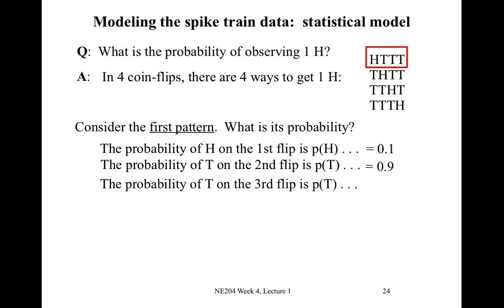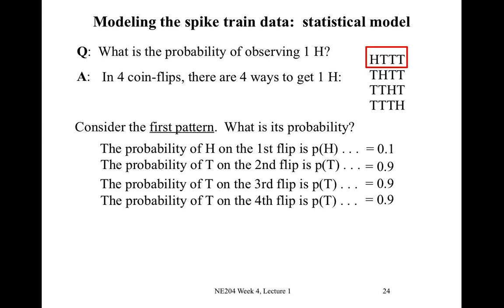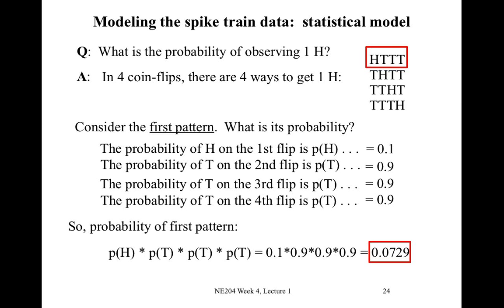What about the probability of T on the third flip? Well, remember, it doesn't matter what flip we look at. The probability of observing tails is always 0.9, and the same is true of the fourth flip. We flip our biased coin, the probability of tails is still 0.9. So the probability of this first pattern, the way we compute it is we multiply together the probability of heads in the first flip times the probability of tails in the second flip times the probability of tails in the third flip times the probability of tails in the fourth flip. So we're going to multiply all of these values together.